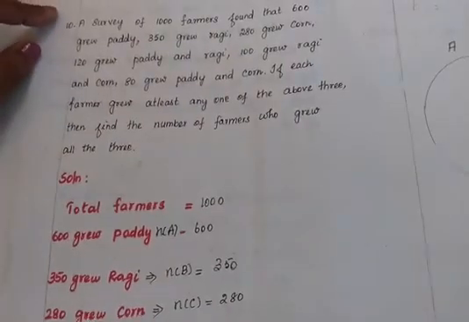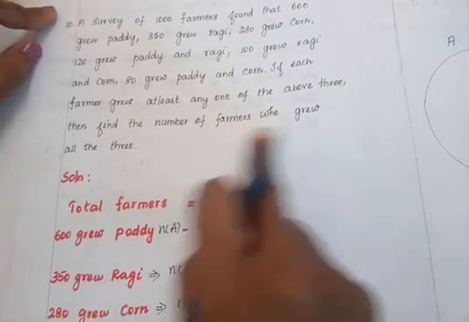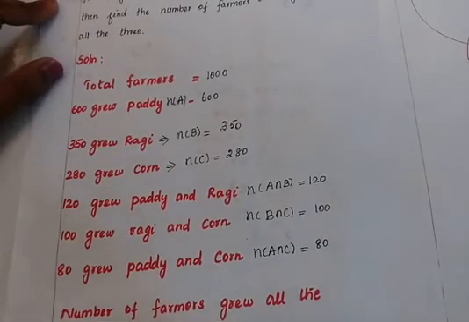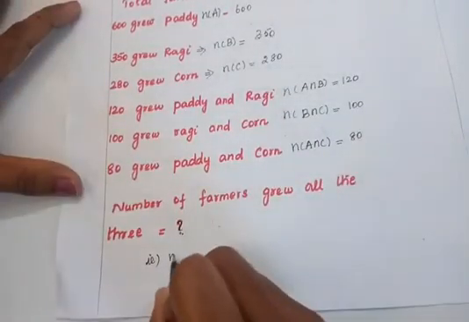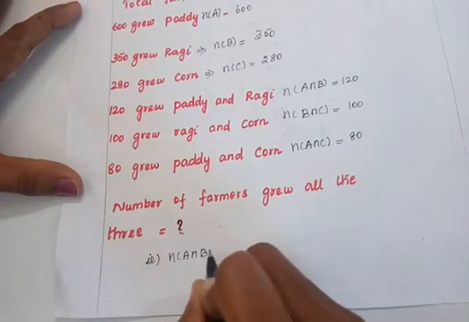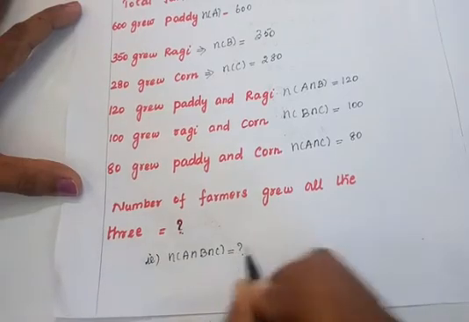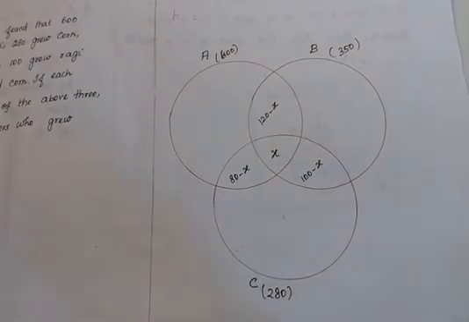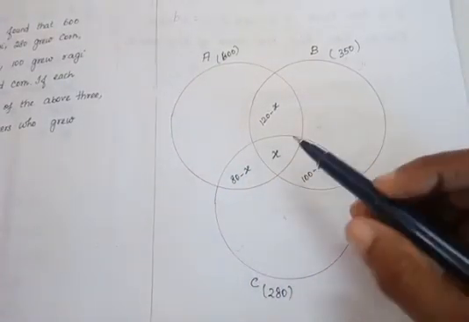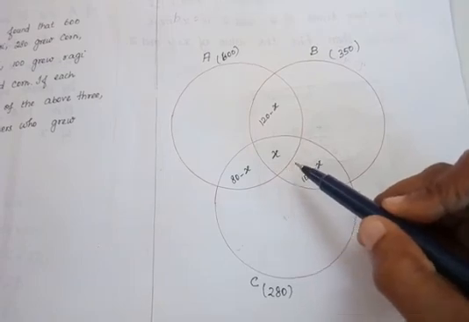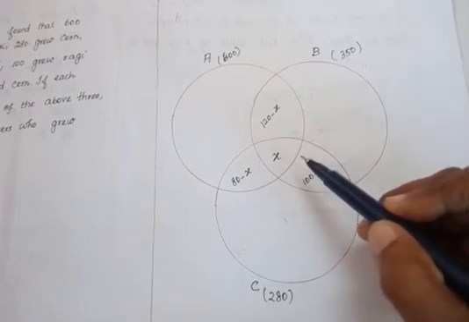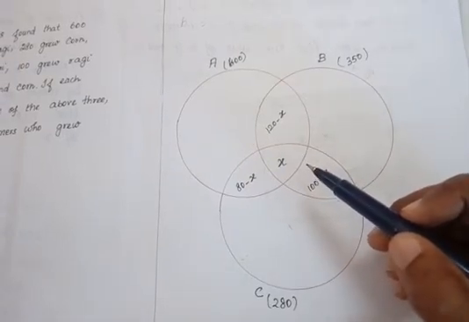We find out the number of farmers who grew all the three, that is n(A ∩ B ∩ C) equals what? Now we draw the Venn diagram. A set, B set and C set. The number of farmers who grew all the three, that is n(A ∩ B ∩ C), we take as x. And first we apply all the data here.